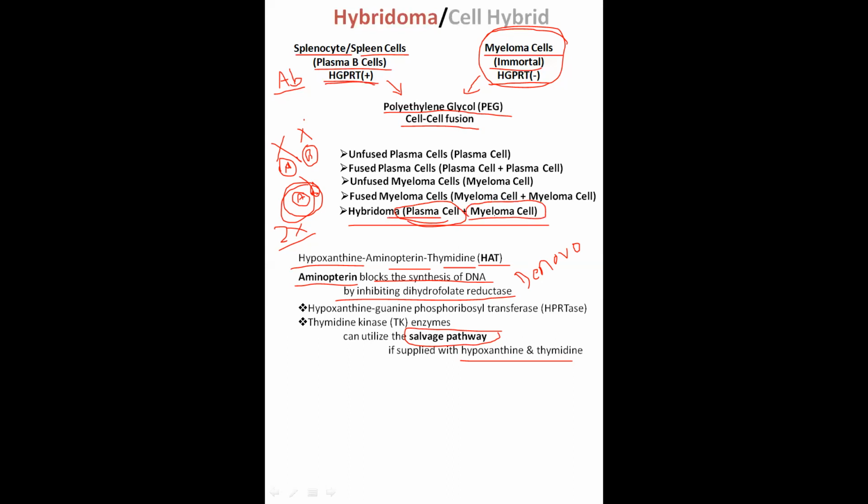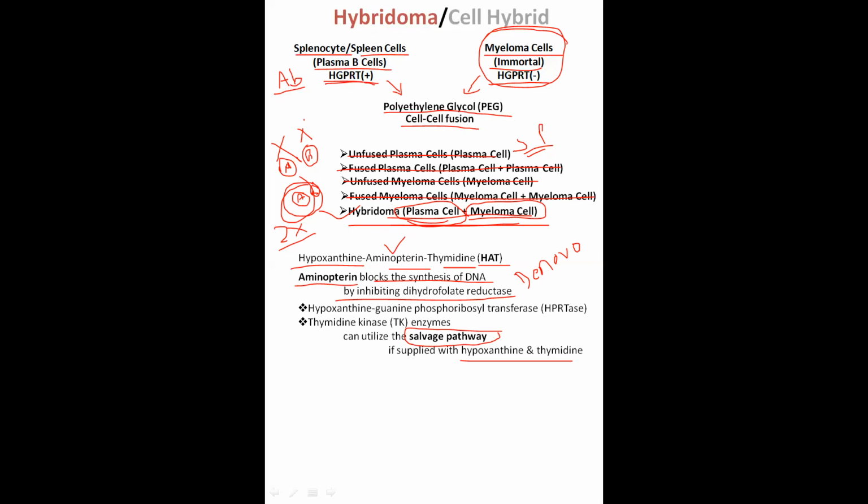So in the presence of the HAT medium, which cells survive? The unfused plasma cells can use the salvage pathway, but they are not immortal, so in successive generations they will die. The similar situation applies to the fused plasma cells; over several phases these cells will die. What about the unfused myeloma cells? They are immortal, but they cannot use the salvage pathway, so they cannot prepare nucleic acid because we block de novo DNA synthesis with aminopterin. So in the HAT medium these myeloma cells will die, as well as the fused myeloma cells.